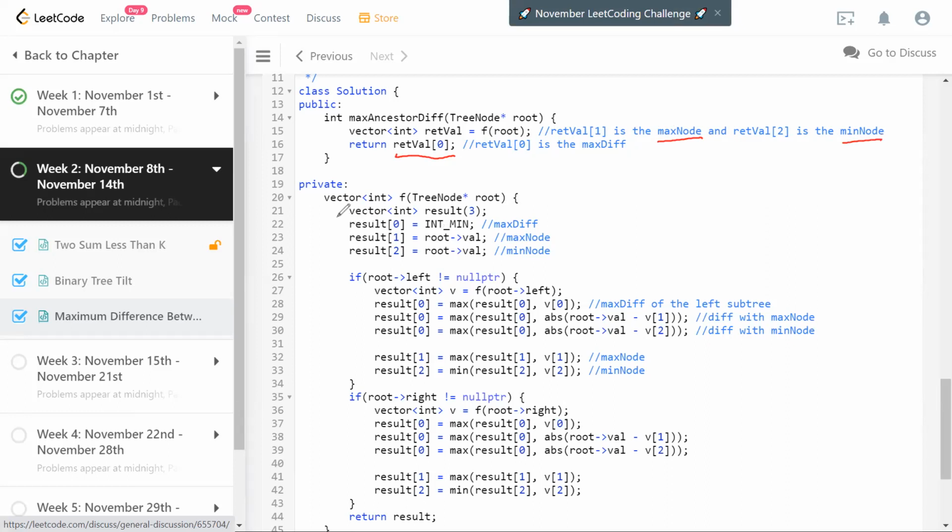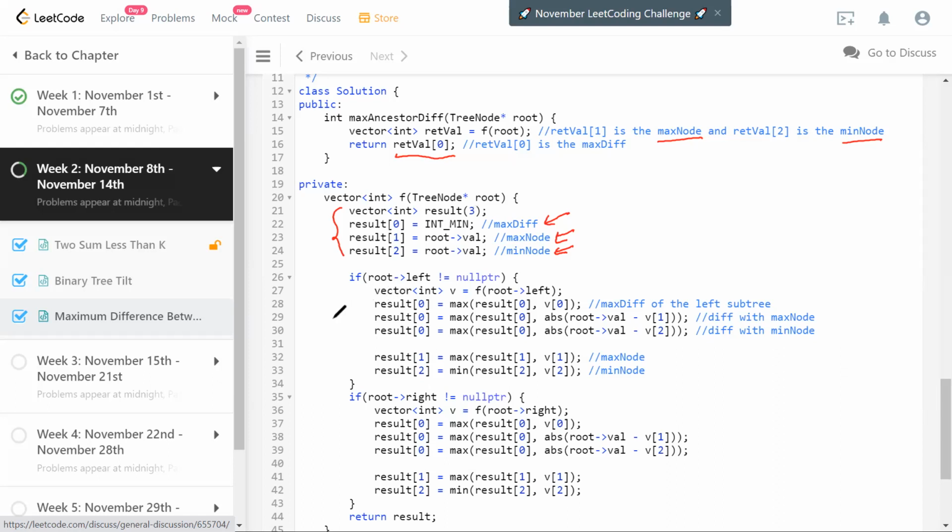So look at this. I prepare the return value, which is the max diff, the max node and the min node. For the max node and min node, I'll start with the current root node itself. But for the max diff, because we want to maximize that value, I'll start with int min, which is essentially like minus infinity. There are 6 values we need to compare and take the max. I told you, right? So we're going to do that.